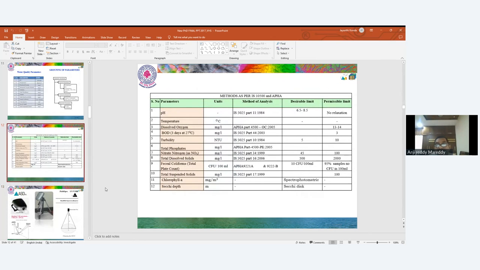Now, you can see this table. You have the methods as per the American Physical and Health Standards. In this table, the units, method of analysis, all methods are also given, and for all 12 parameters, how we have analyzed, what is the method of analysis, what are the desirable limits, and then permissible limits. Based on this, we have assessed all the parameters, whether they are within the limits or not.